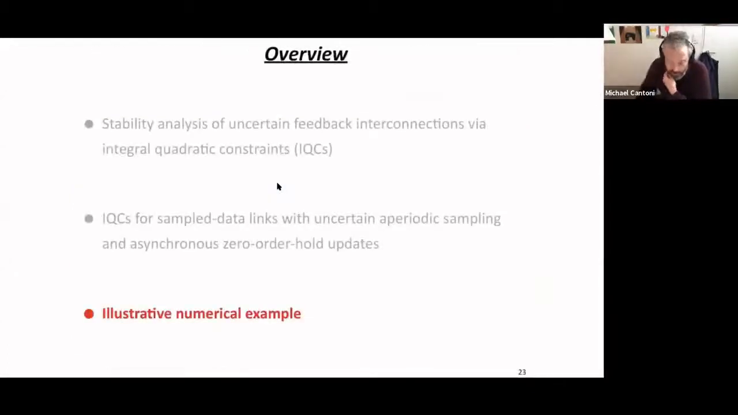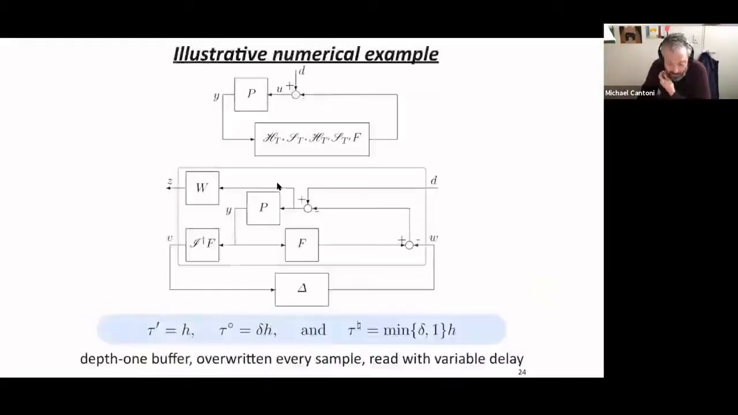So let's look at how we might apply such a characterization of an asynchronous sample data link to study a feedback interconnection. Let's consider just a simple example. So I've got a plant, and here's my sample data link. I could model this sample data link, which is a depth 1 buffer that's overwritten every sample, but it's read with variable delay. And by reading with variable delay, we may not see every sample, so some samples may be missed.